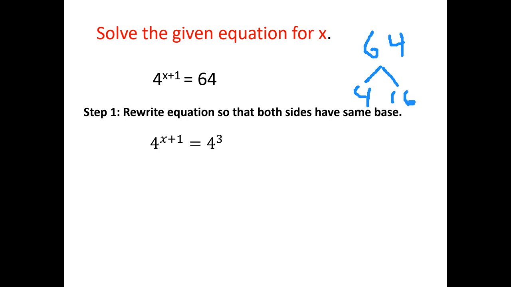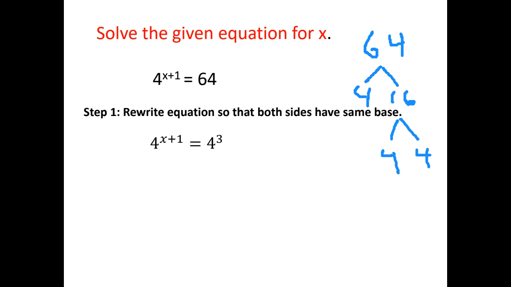Then I would do it again. 4 can be divided into 16. That's 4 times 4 gives me 16. So see here, the leaves of my tree for 64 are 1, 2, 3 fours. So that's how I got 4 to the third power. Now that I have converted the 64 into a base of 4 with an exponent, I can use my one-to-one property. Since these two have the same base, my one-to-one property says that for these two exponential expressions to be equal to each other, the exponents have to be the same.